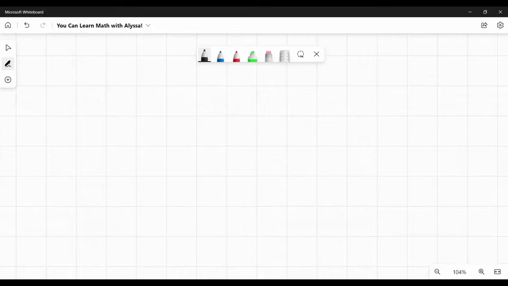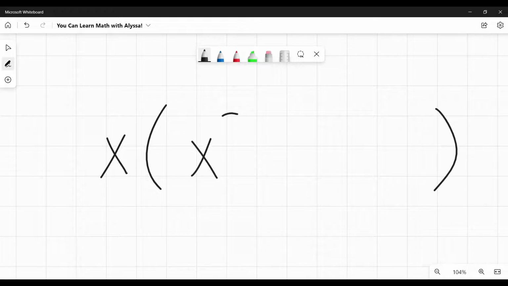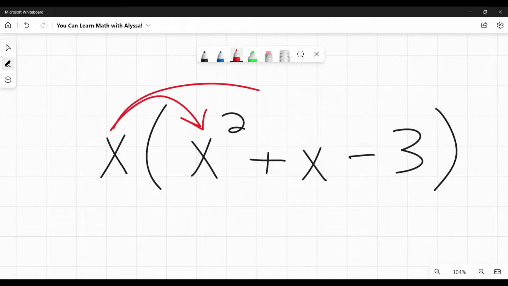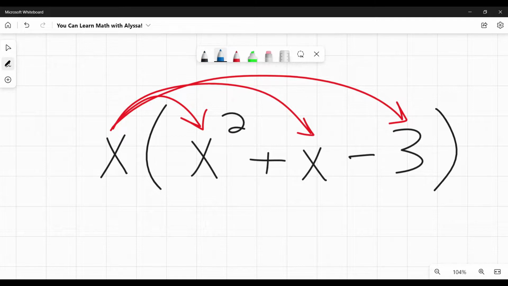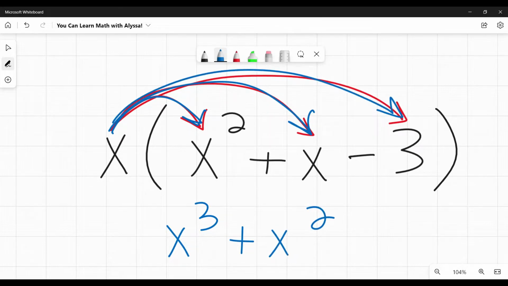This also applies if I keep saying variable because it applies here too. If I had a variable on the outside, change that to a minus. Same principle applies. I would distribute by multiplying this x by each term individually inside the parentheses. So this would give me my x times x squared is x cubed, x times positive x there is x squared, and x times a negative 3 would be negative 3x.